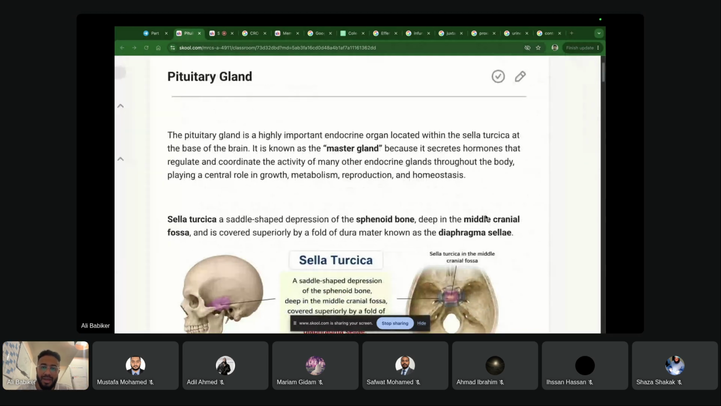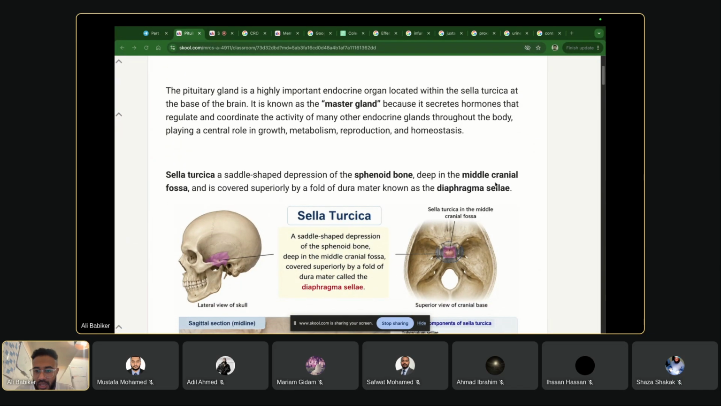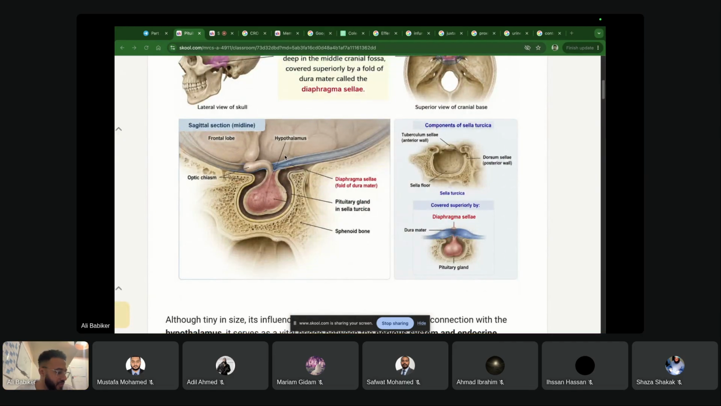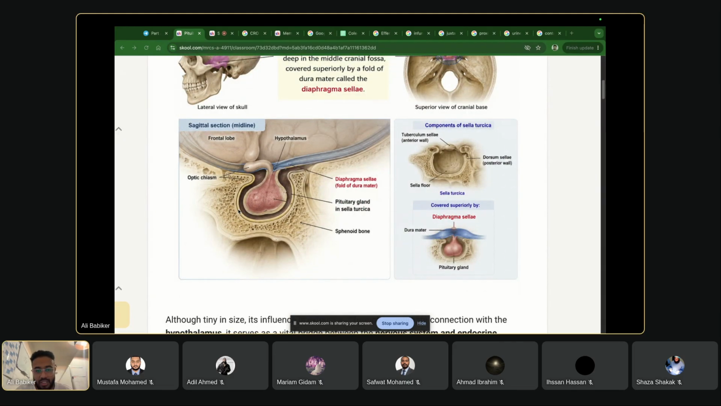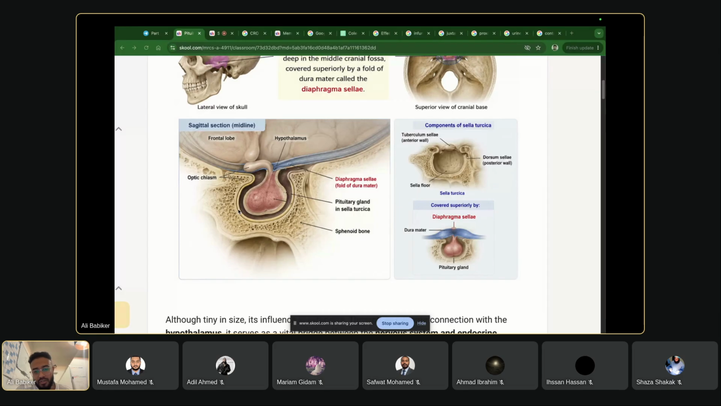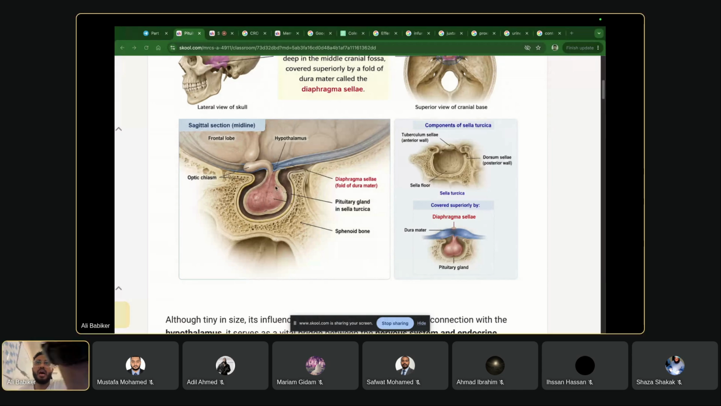Pituitary gland, we call it the master gland because it produces a lot of hormones. It sits in the sella turcica. This is the sella turcica, and here this is the sella turcica. If someone asks you, or in the exam they ask you, where the sella turcica is from, the answer is it's part of the sphenoid bone. Okay, and this is the sella turcica. You have the hypothalamus here, and you have the anterior pituitary and posterior pituitary. Both of them act differently. The anterior pituitary produces a lot of hormones.